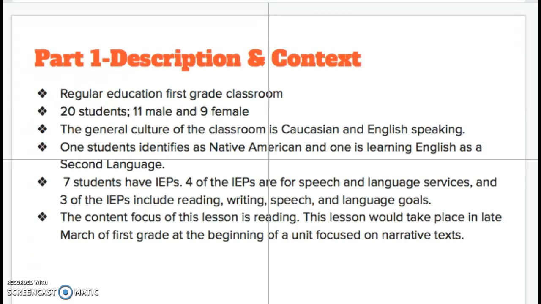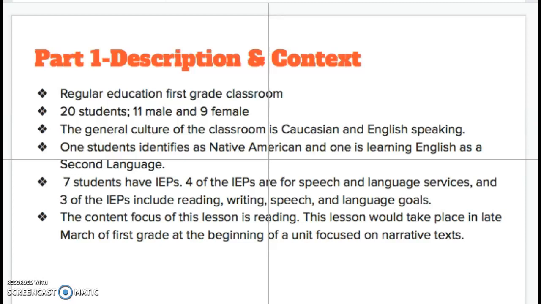So like I said earlier, this will take place in a regular education first grade classroom. This classroom has 20 students, 11 of them are male and 9 are female. The general culture of the classroom is Caucasian, with 19 of the 20 students being English speakers. Well, there's one student that identifies as being Native American, and one is an English language learner. His native language is Spanish.